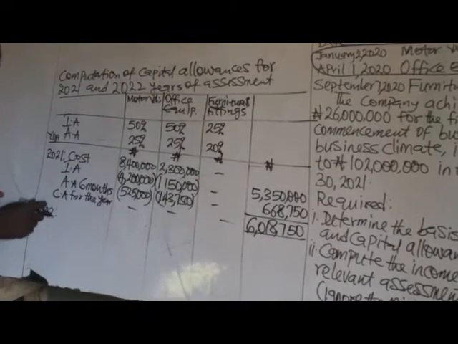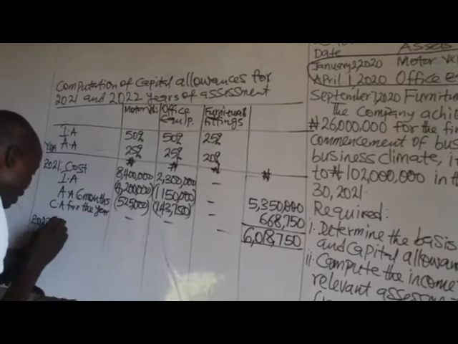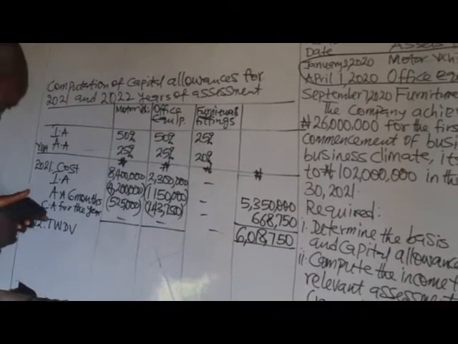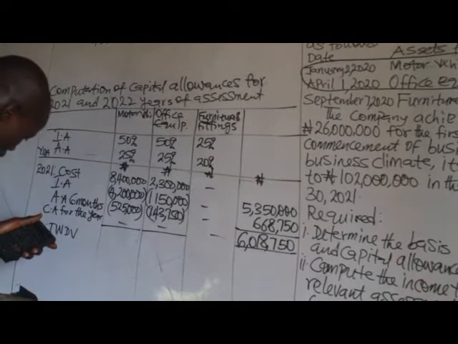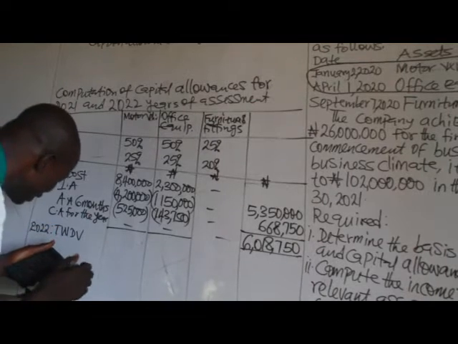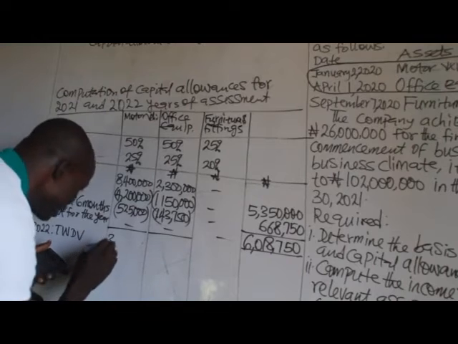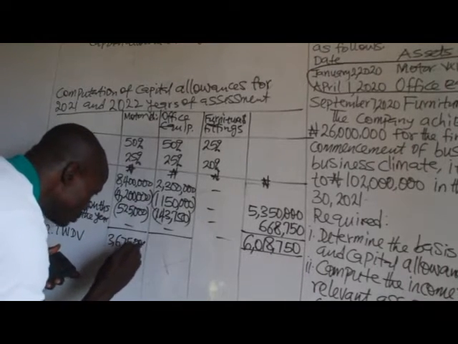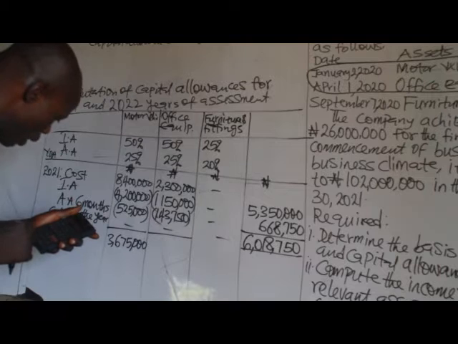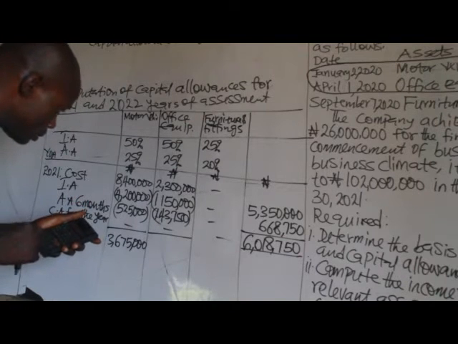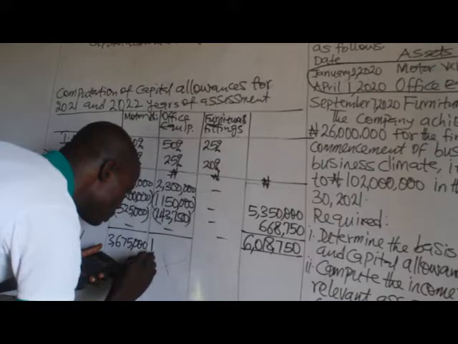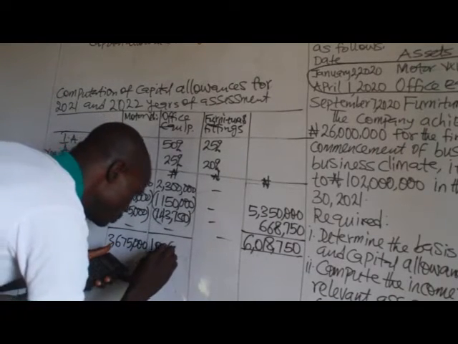Then after that, you have 2022 year of assessment, where you are going to have tax written down value. Tax written down value: 8.4 million minus 4.2 million minus 525,000. Then you have 3,675,000. Then for office equipment, 2.3 million minus 1,150,000 minus 143,750. We have 1,006,250.